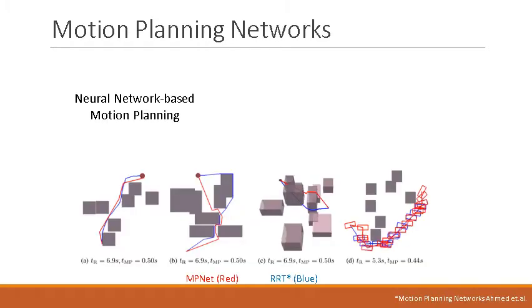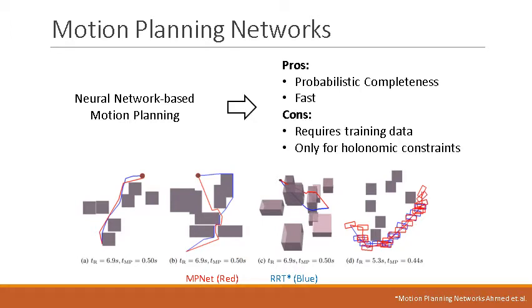Recently, a sampling-based planner called Motion Planning Network was proposed by Ahmed and others. It uses neural networks to generate samples for planning a path. Like traditional sampling-based planners, the method offers probabilistic completeness and can solve planning problems considerably faster. But the models require a huge number of training data and can currently only solve planning problems for robots with holonomic constraints.